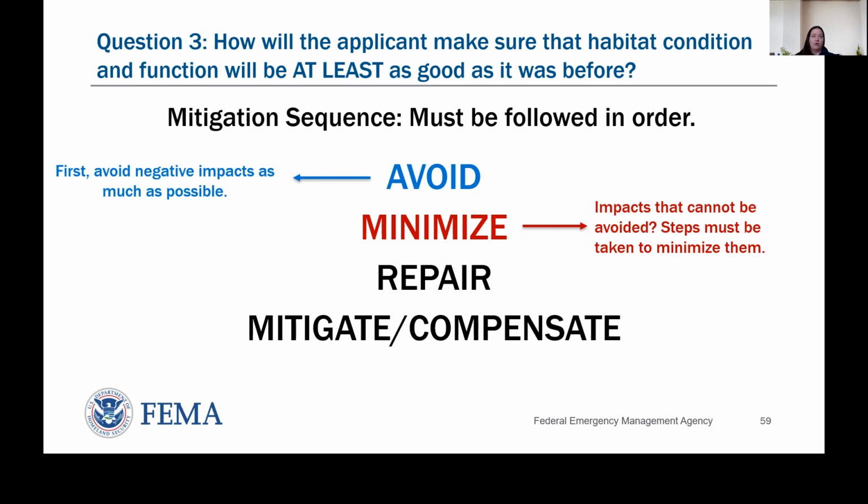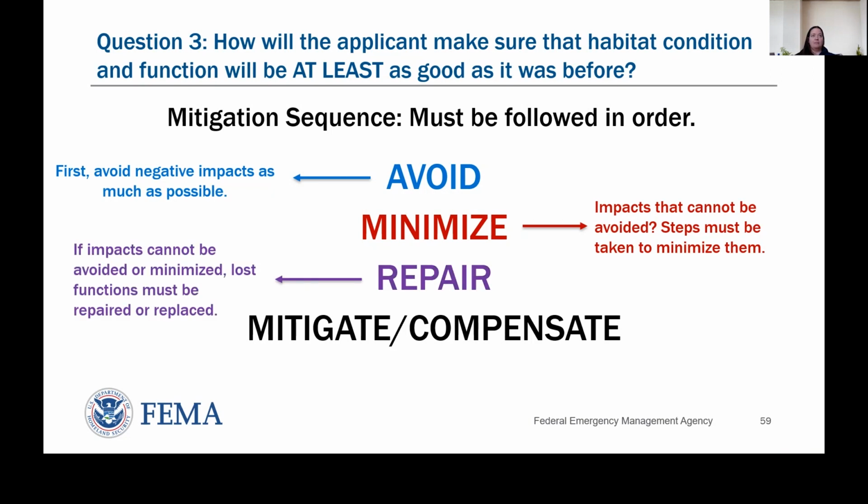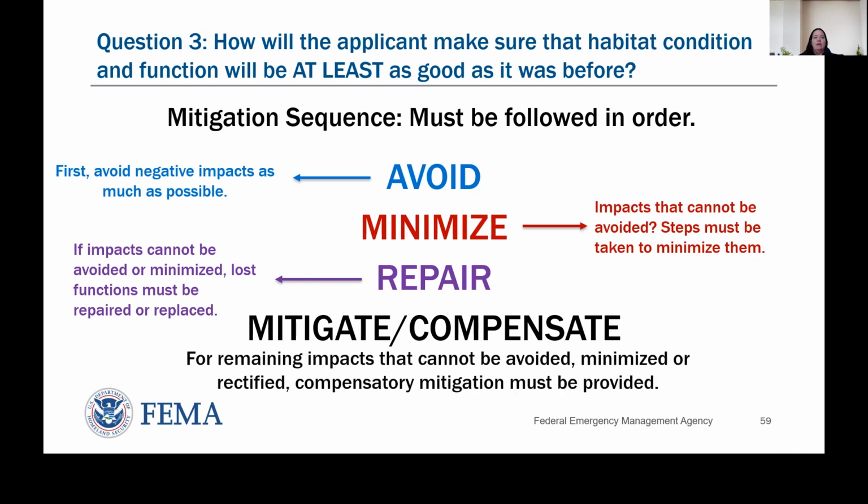So after you've considered both of those, if there are impacts that cannot be avoided or minimized, then any lost functions must be repaired or replaced. We actually think about this a lot more often as compensatory mitigation, right? Because what was damaged and what can we do to put it back? But that's in repair. So you've got to look at where things have been destroyed or lost or degraded, and how you are going to patch it up so the function is going to be at least as good as it was before, in function and quality. And then for any remaining impacts, after you follow those first three steps, that's the only point at which compensatory mitigation is appropriate to be considered.